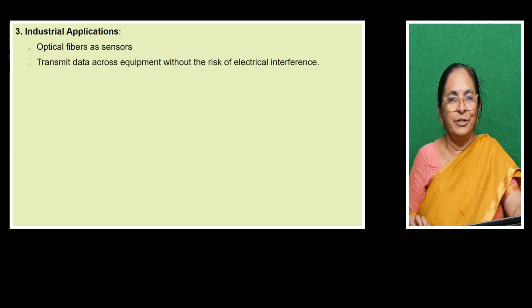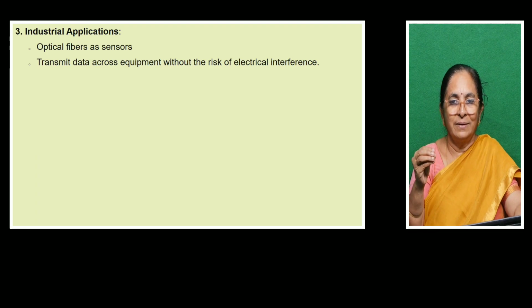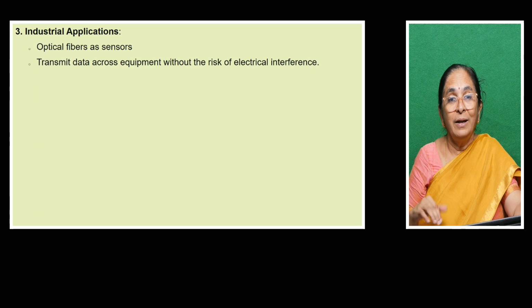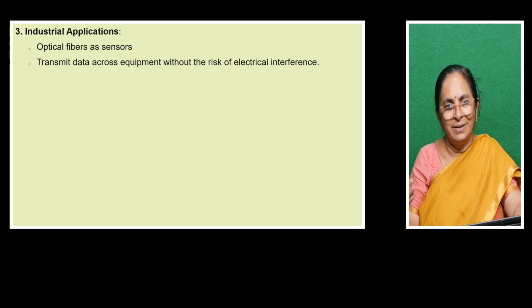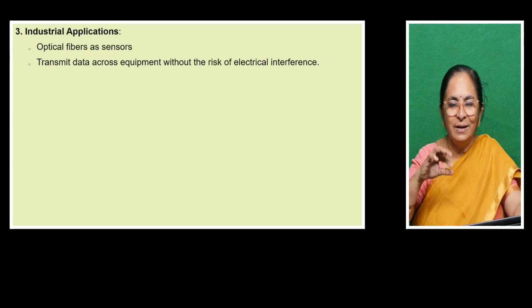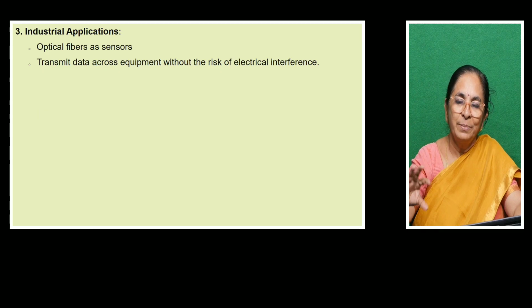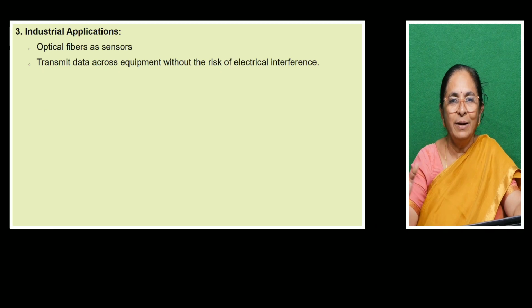Then industrial applications, optical fibers as sensors. I already told about the sensors. Most of the sensors will have optical fiber support also. It could sense the temperature, pressure, acceleration, and so many other things, and it could be converted into, the same story repeats, the electrical signal, and then it could be converted into binary coded form, light energy, and sent through the optical cable.